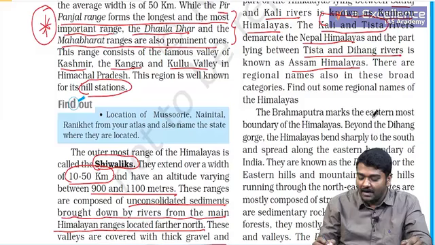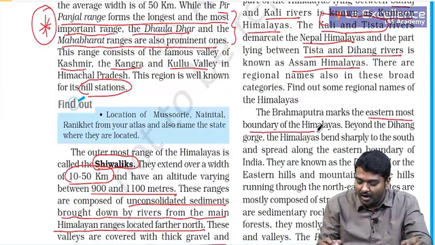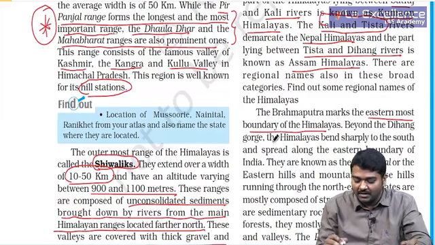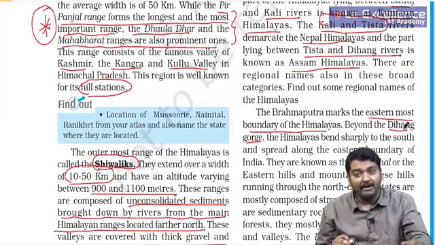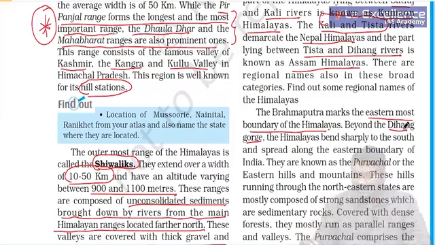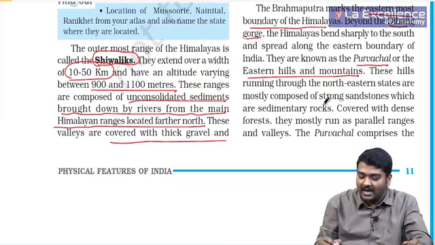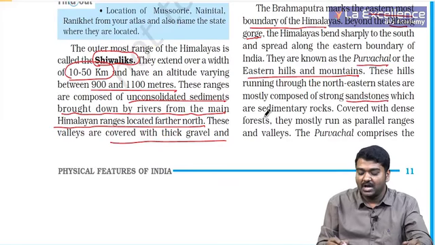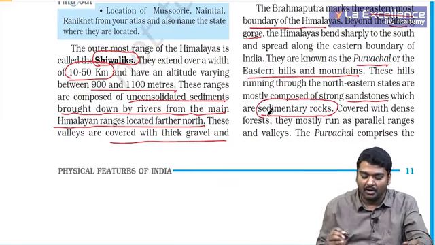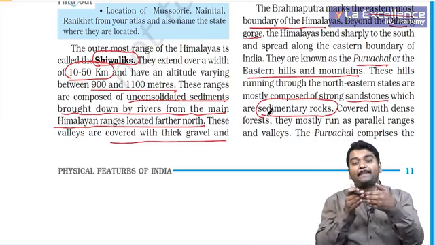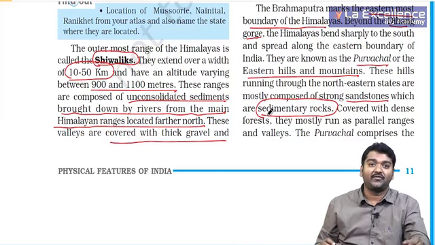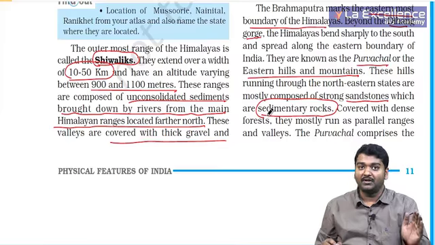The Brahmaputra marks the easternmost boundary of the Himalayas, and beyond the Dihang Gorge, they curve and give rise to Purvanchal or the eastern Himalayas. Patkai Bum, Naga Hills, Mizo Hills, all these are present in this, and they have a composition of sandstones, which are basically sedimentary rocks. The meaning of this is that compression of sedimentary rocks has led to the formation of these mountain valleys.